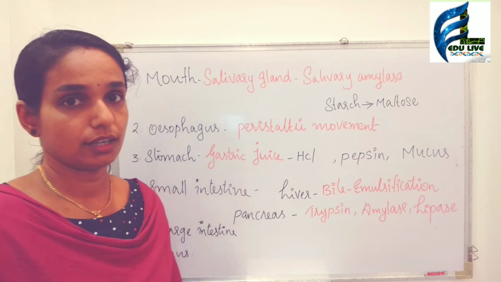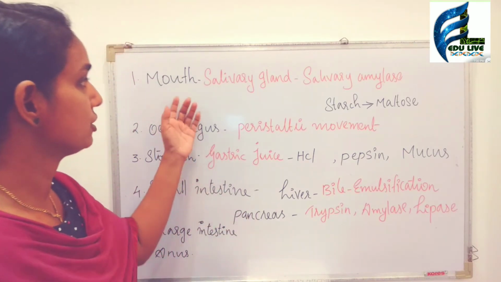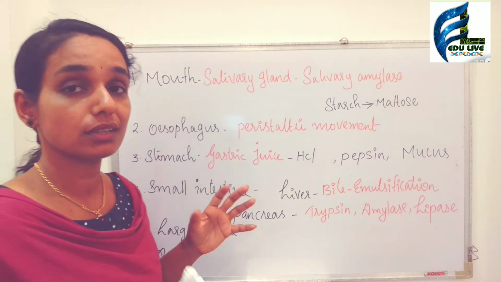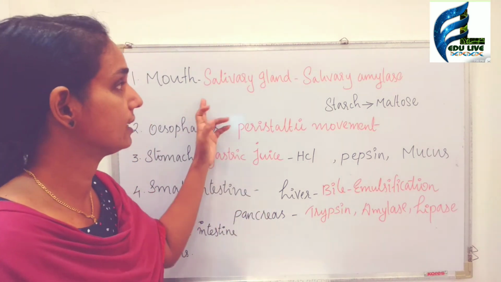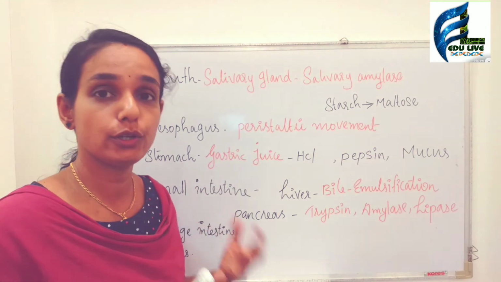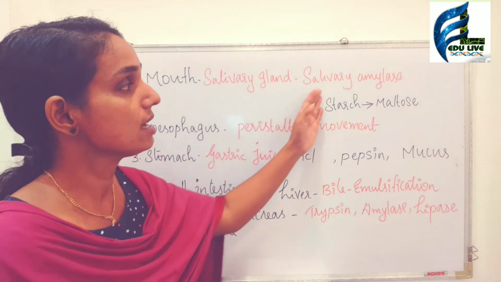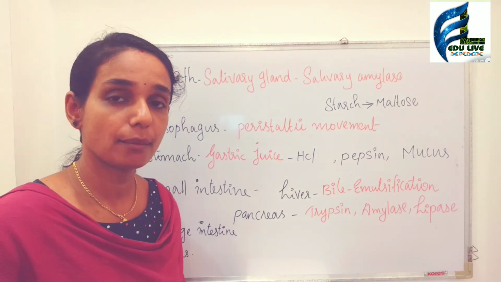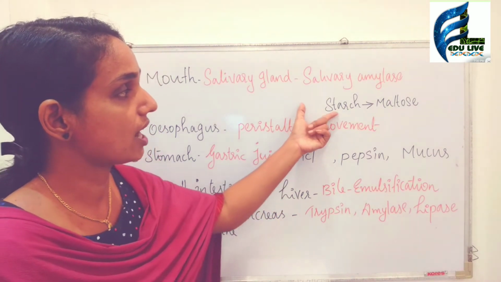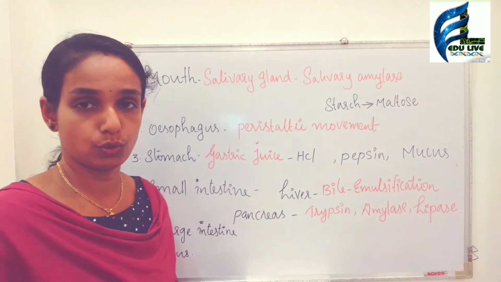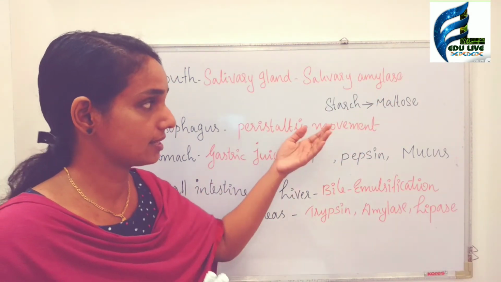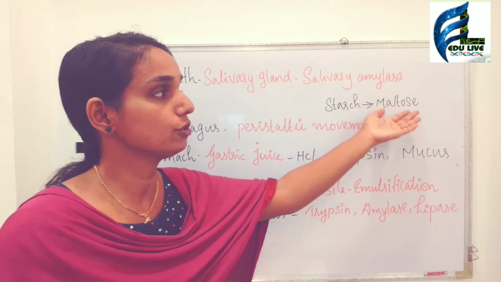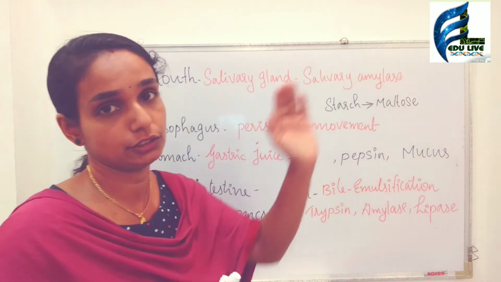നമുക്ക് റിവൈസ് ചെയ്ത് നോക്കാം. The human alimentary canal consists of, the first part is mouth. The mouth consists of a gland that is called a salivary gland. It produces an enzyme that is called salivary amylase. Then what is the function of salivary amylase? Which converts starch into maltose. The starch is a complex form, which converts this complex starch into the simple form, that is maltose.